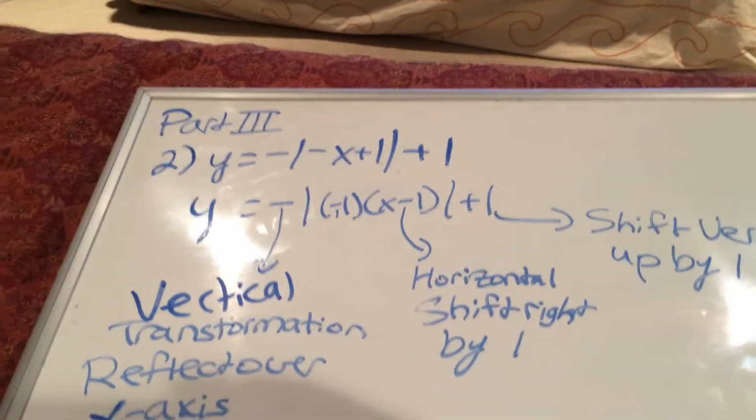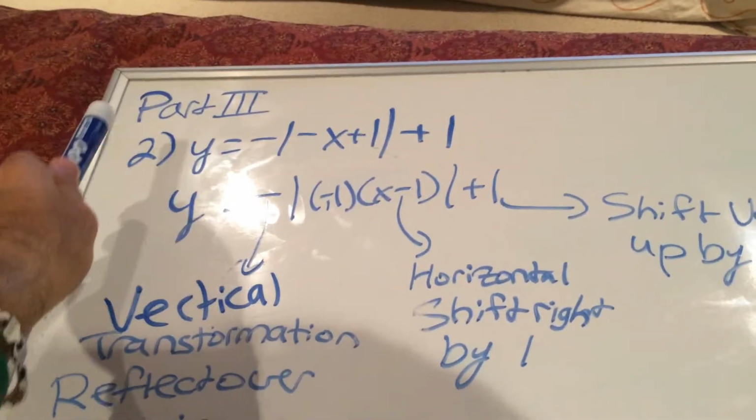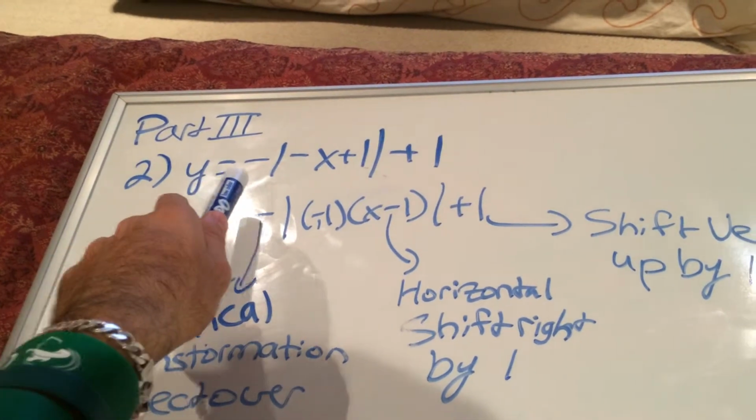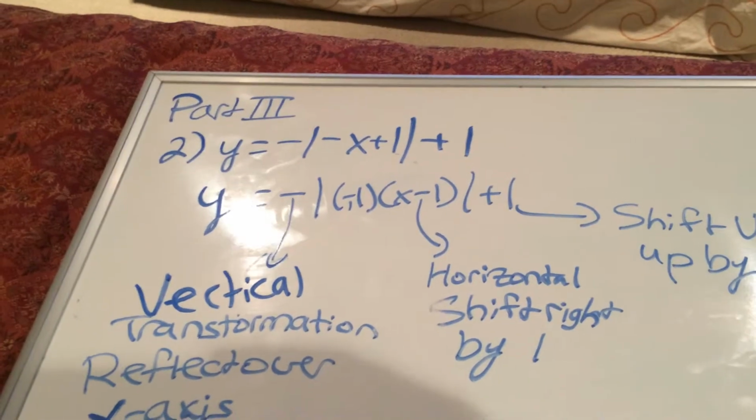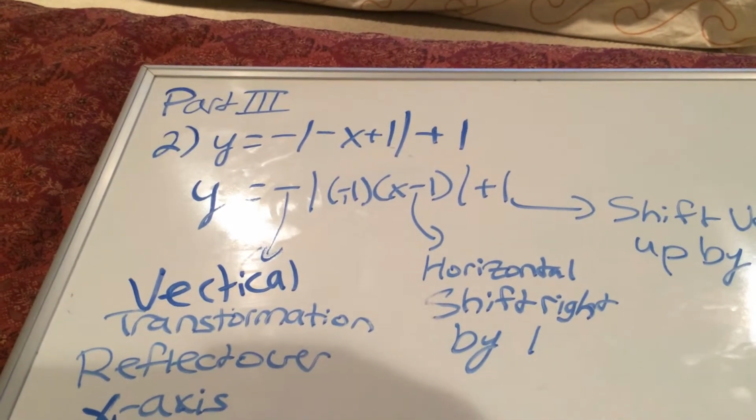All right, everybody, just wanted to record one more video for tonight. This is part 3, problem 2. It says y equals negative absolute value of negative x plus 1, all plus 1. This is from the homework due on Wednesday.